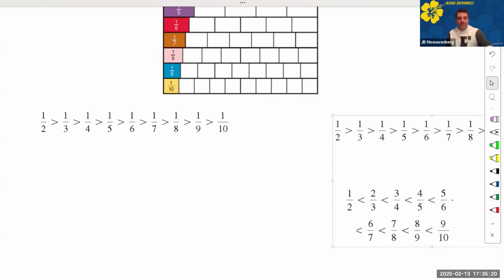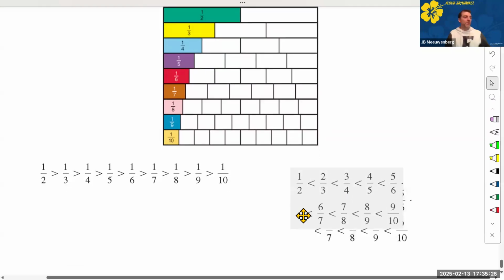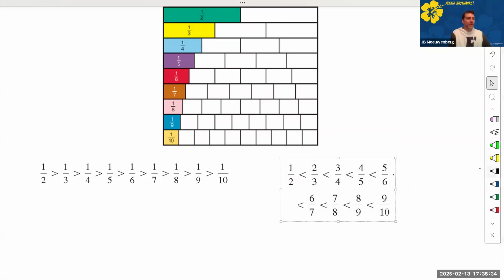It's going to look something like this. 1/2, the top one, is less than 2/3, which is less than 3/4, which is less than 4/5, which is less than 5/6, etc. So that's another nice relationship that we can see there amongst those fraction bars.